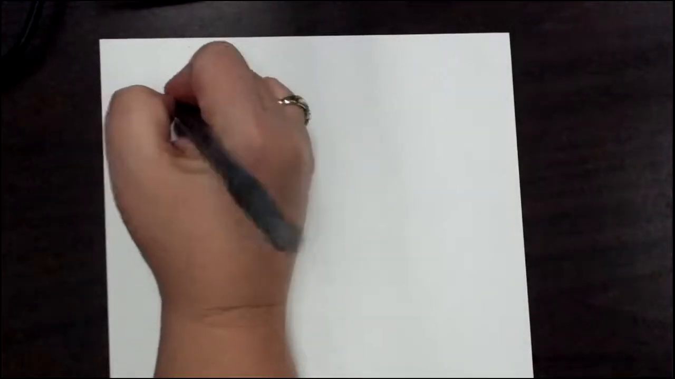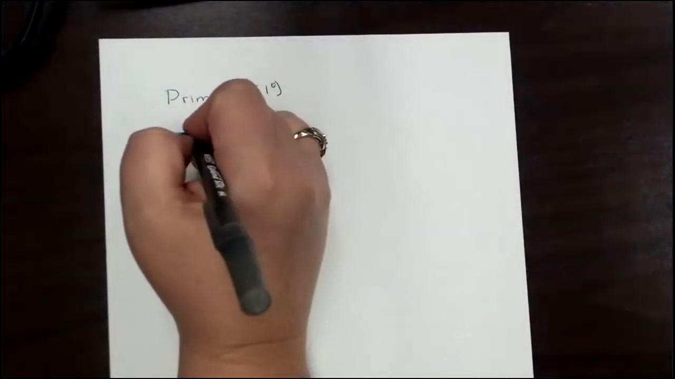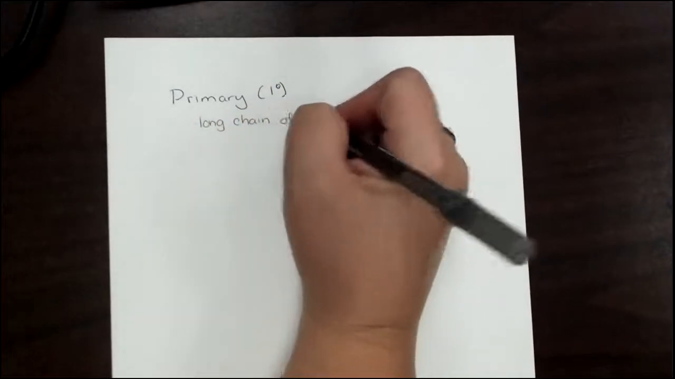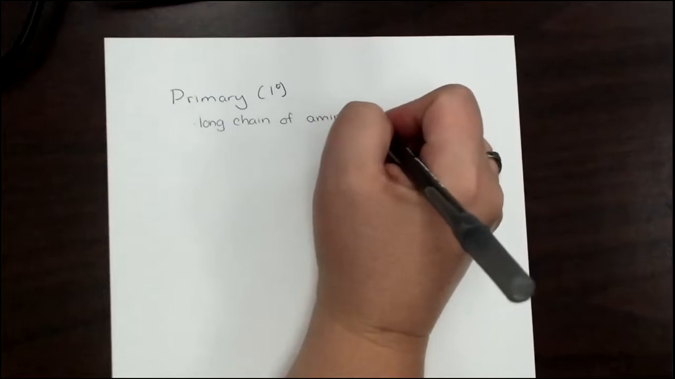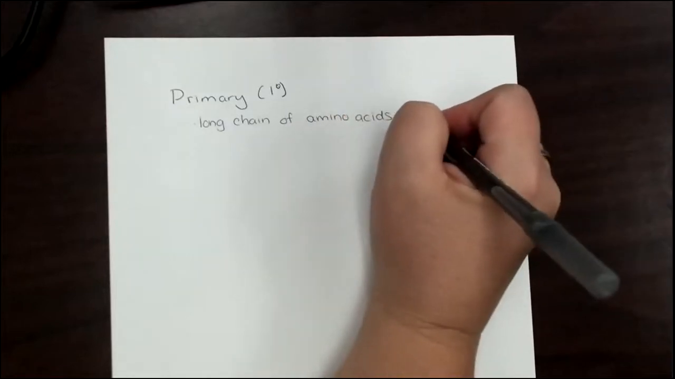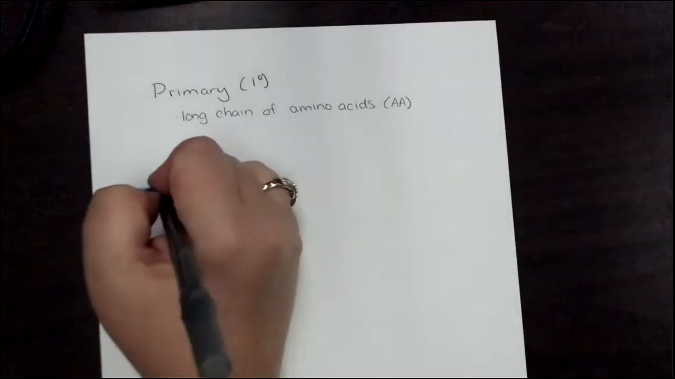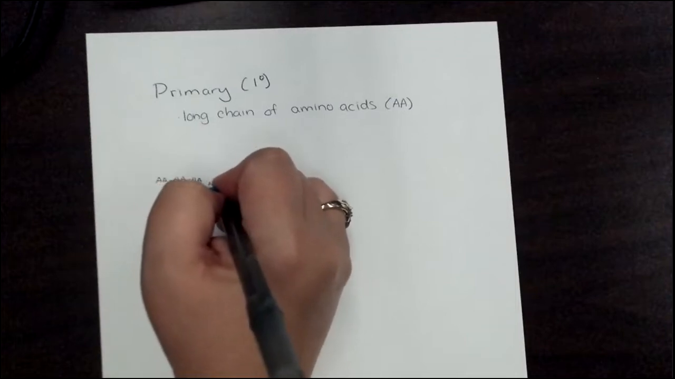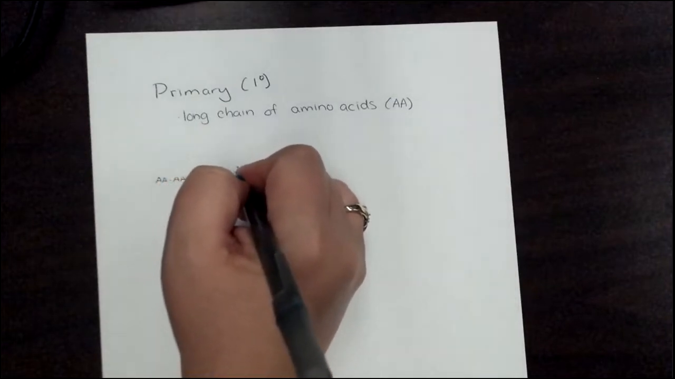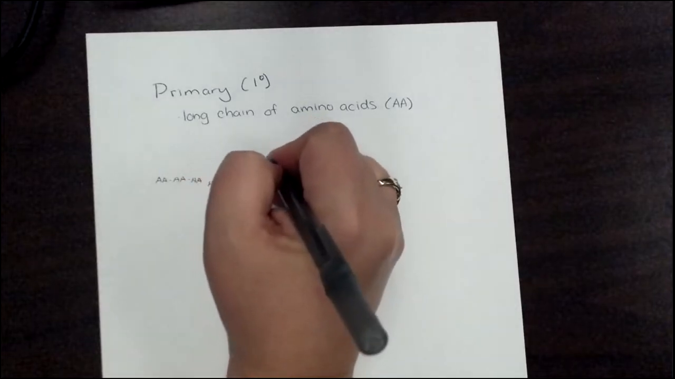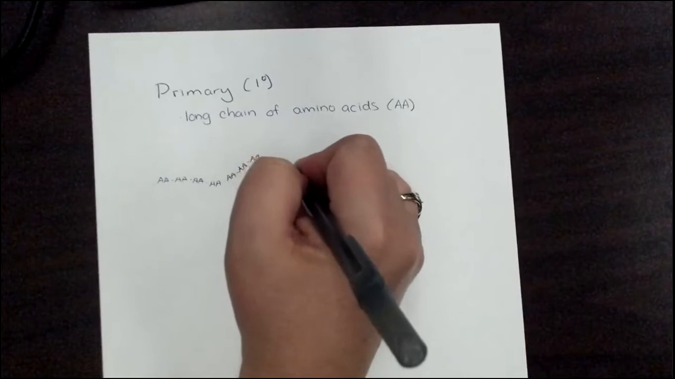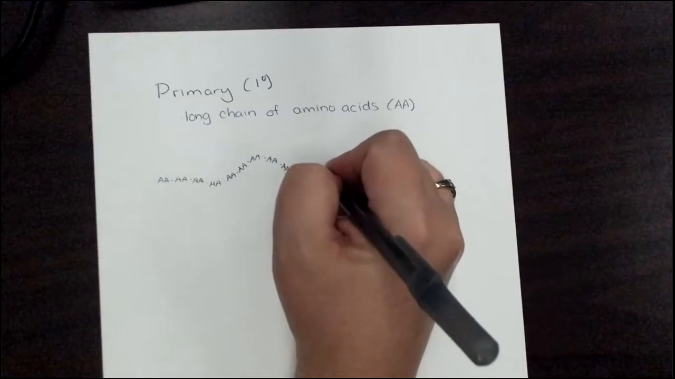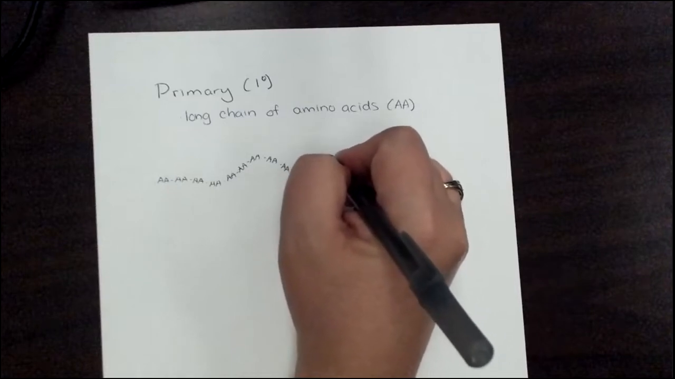So a primary structure of a protein is very simple. It's just basically a long chain of amino acids. And we're going to abbreviate amino acids as AA from here on out. So basically what you get is AA, AA, AA, and so on and so forth, over and over again, until you just get this really long strand of amino acids.